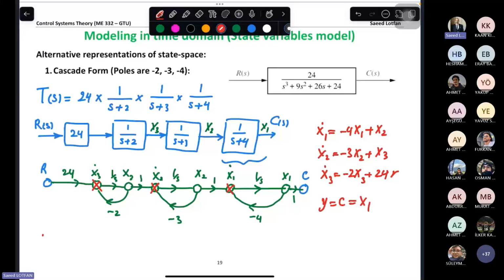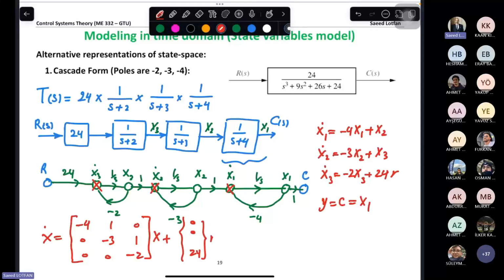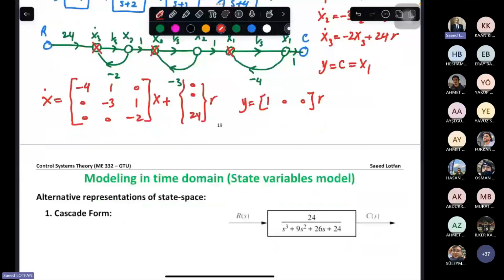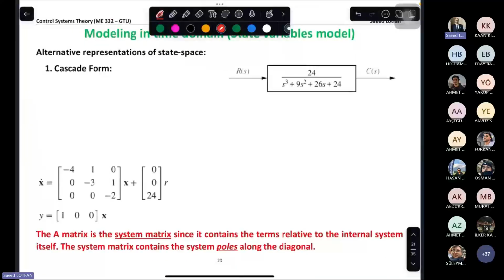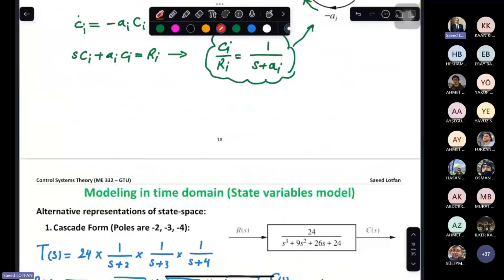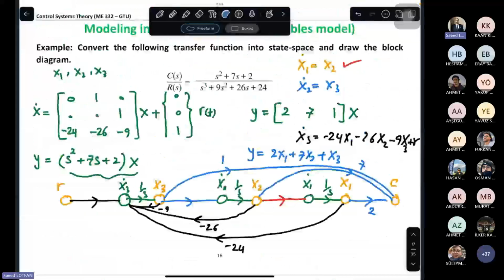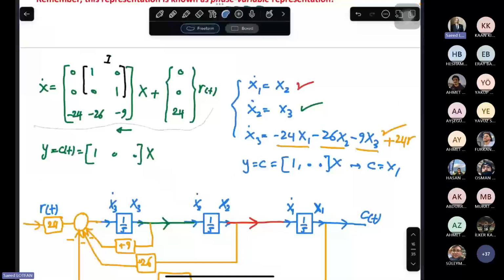So this can be represented as x dot equals the matrix minus 4, 1, 0; 0, minus 3, 1; 0, 0, minus 2, times x, plus 0, 0, 24 times r, and y is 1, 0, 0 times x. So you see that for this problem in the cascade form, I get this representation, while for the phase variable, I had this representation.